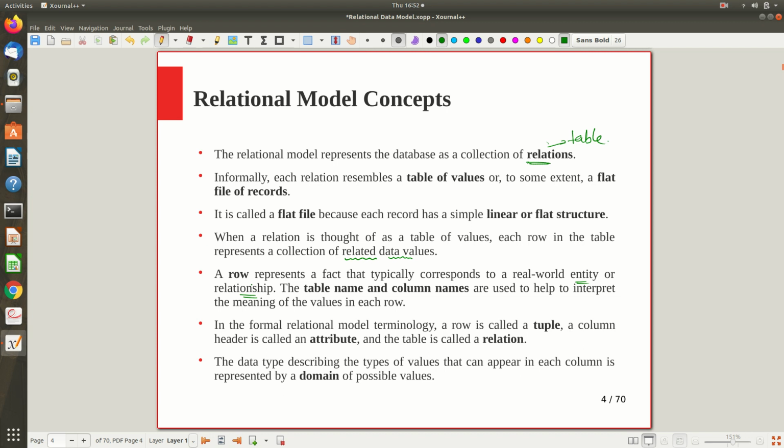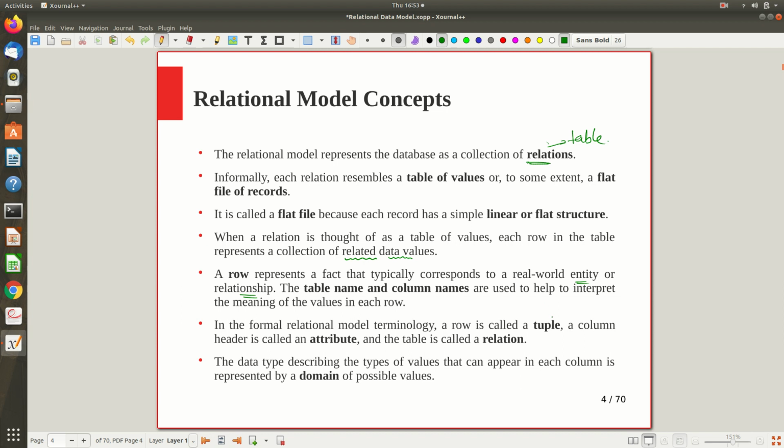We will see that the table name and column names are used to help interpret the meaning of the values in each row. If you are looking at each relation, we have a name for the entire relation or the table, and each column also has a column name, which interprets what it means. So if this particular table corresponds to the information of students, then I can call it by a name, student, like that. Similarly each column header corresponds to different attributes of that particular entity or relation. So in the formal relational model terminology, a row is known to be, this is another terminology you can keep in mind.